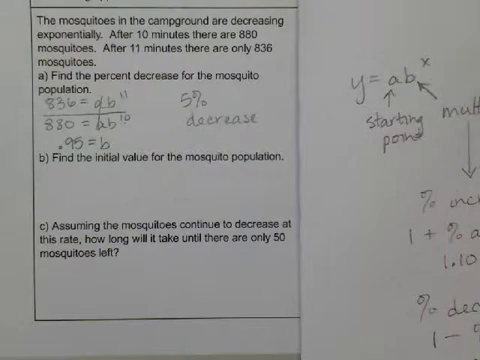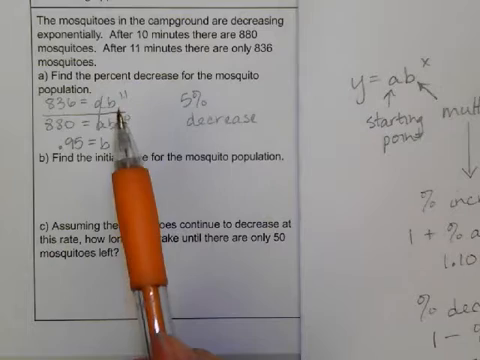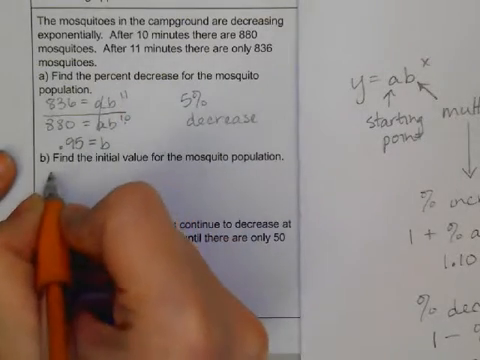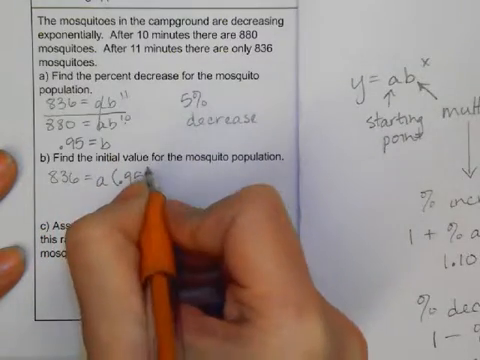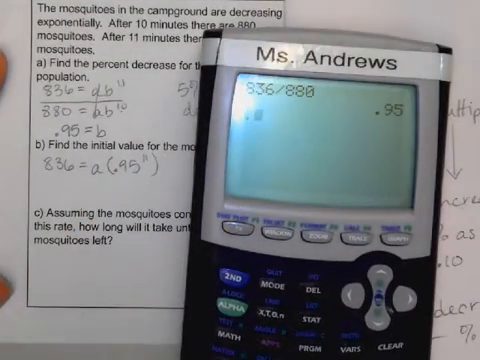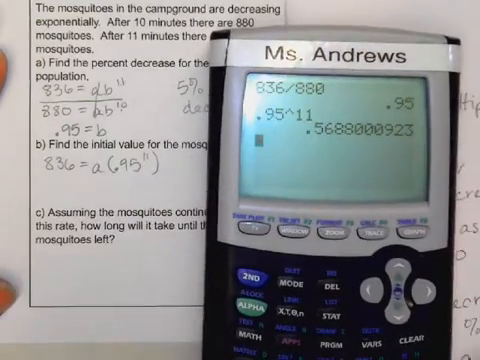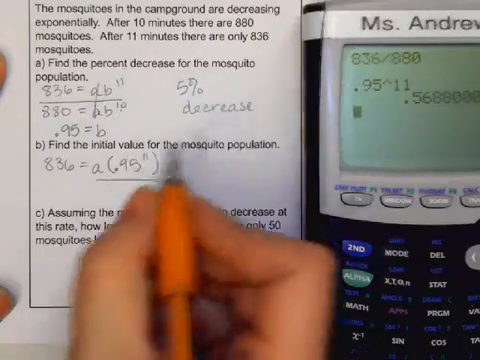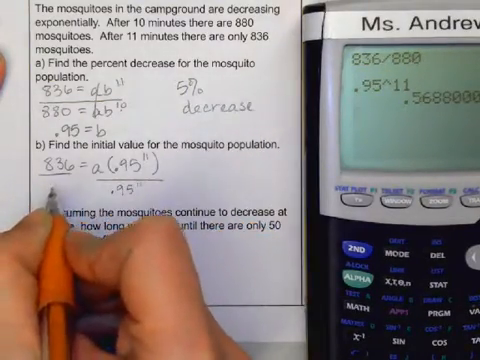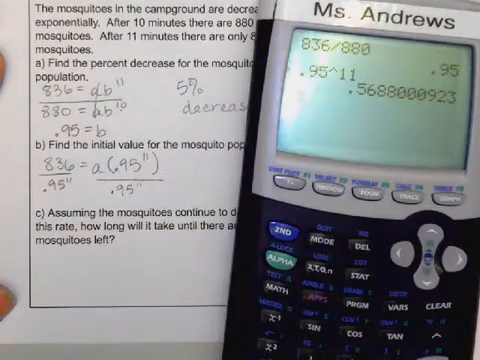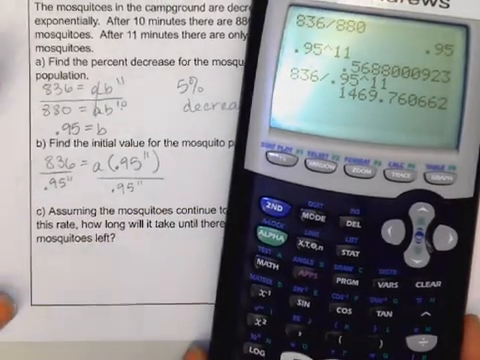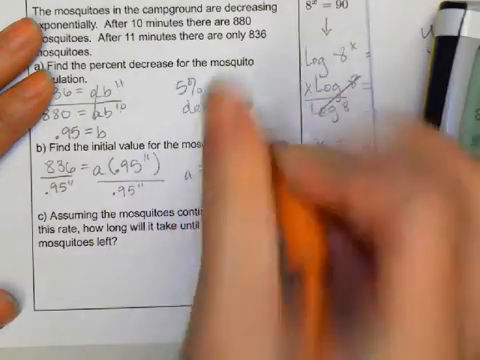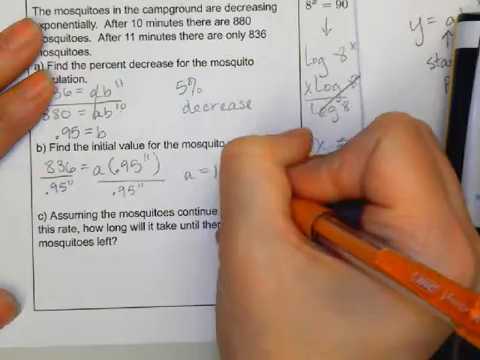So now, in order to find the initial value, that's actually a much simpler task. I can just take one of these equations, similar to how I do with a system of equations. Once I know one value, I just plug it in and find the other one. So I have 836 equals A times 0.95 to the 11th, because now I know my multiplier. So 0.95 to the 11th is going to give me a really long decimal, and then I'm going to divide by that. So without having to worry about that decimal, I'm just going to write 0.95 to the 11th. So I'm going to do 836 divided by 0.95 to the 11th. And I get 1469.76, or about my initial value of approximately 1470 mosquitoes.